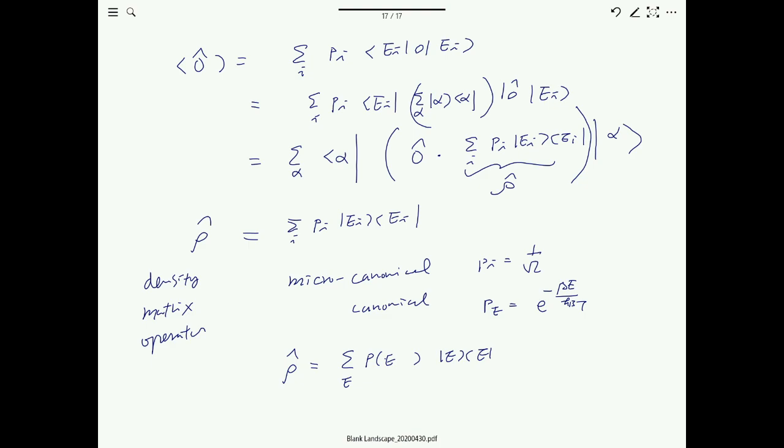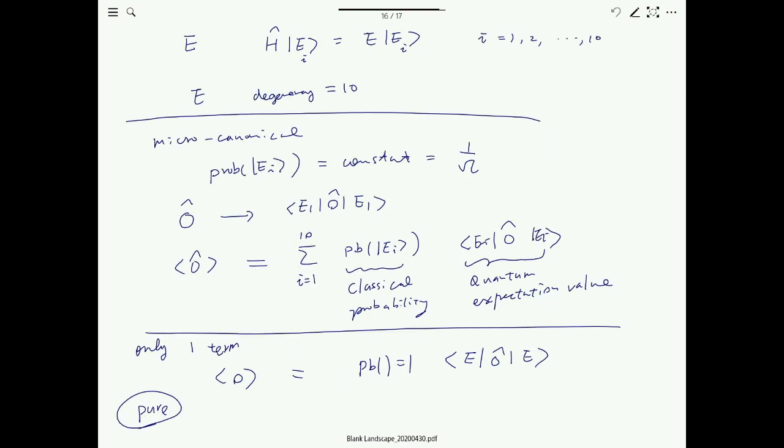So I think the key point is to understand that in the microcanonical ensemble with 10 possible states, in quantum mechanics you have 10 degenerate states with the same eigenenergy, but the wave functions are different. So if you want to calculate the expectation value, you have two parts.